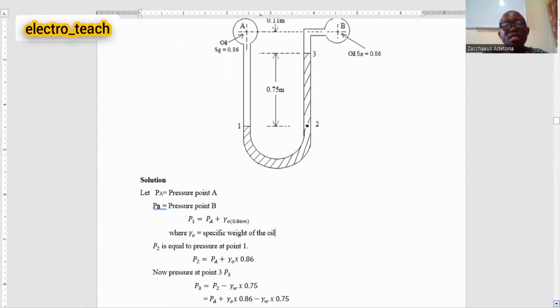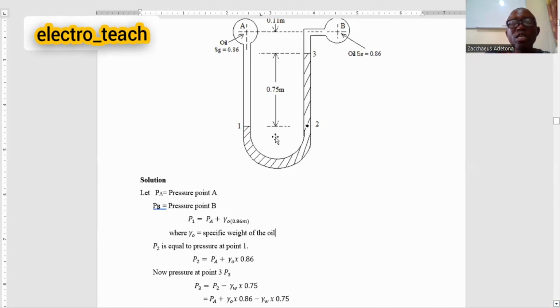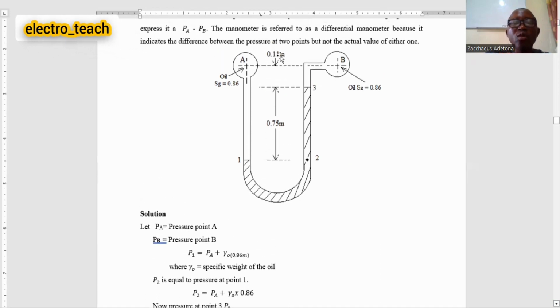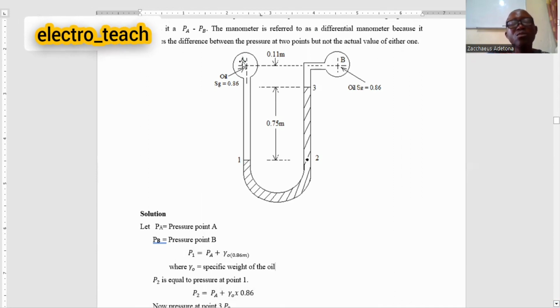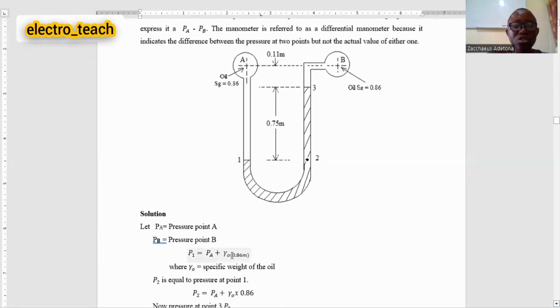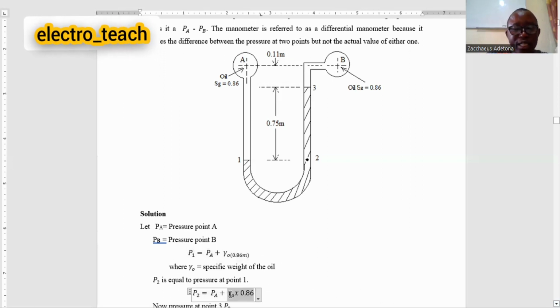Now P1 can be calculated by determining the height from point A to point 1, which can be determined right here. If you look at the screen, you see that we have 0.11 plus 0.75, that is 0.86. So 0.86 multiplied by the gamma of oil gives us the pressure at point 1, plus the pressure at point A, which is not known. We don't know the pressure at point A right now, so we add it together to the calculation. All right. So we look at the solution here.